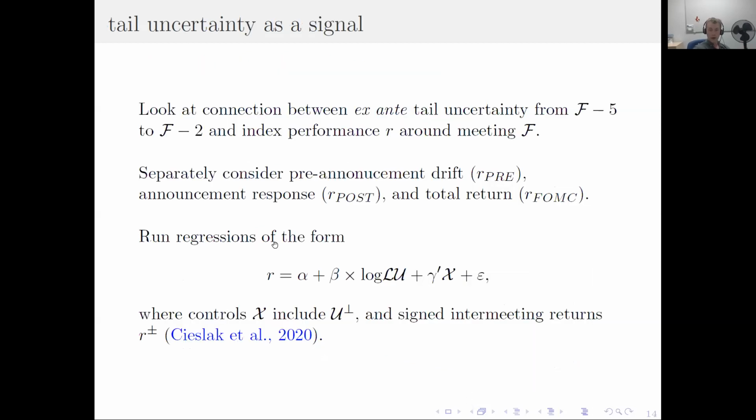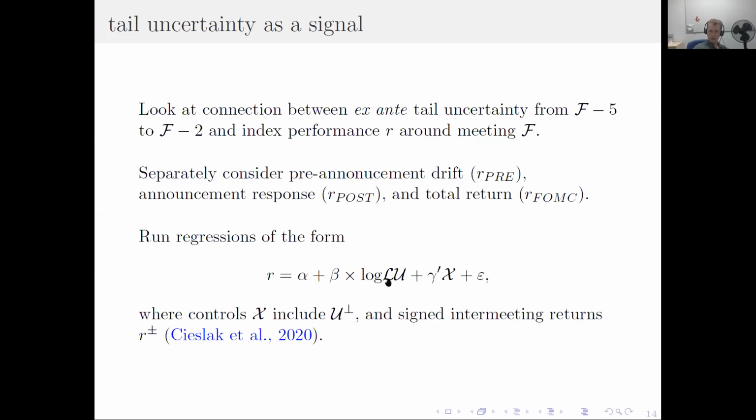All right, now to answer the second part of the question, why does economic uncertainty react to these FOMC announcements? We now look at the connection between ex-ante tail uncertainty on the days -5 to -2, so the average on these days in the blackout period, and the index performance around our target FOMC meeting. We separately consider the pre-announcement drift as a target return, the announcement response, so whatever happens after the announcement, and then the total return, which is just the sum of the two.